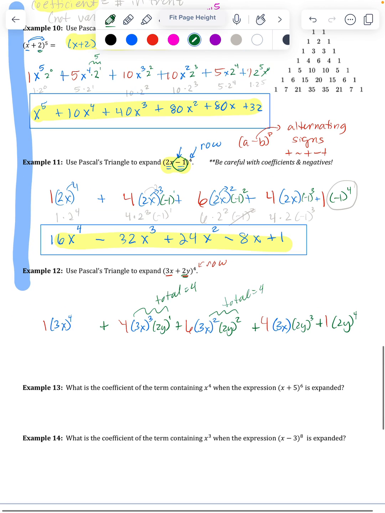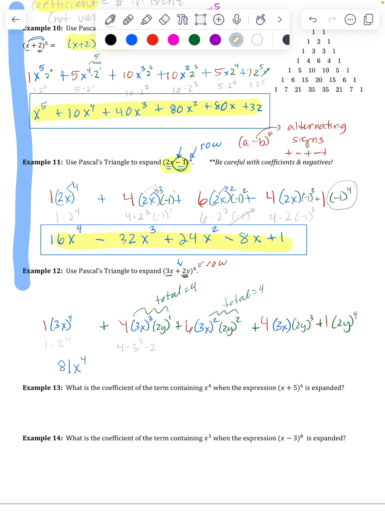Okay, so here's where it's important to pay attention to the coefficients, because this is going to be 1 times 3 to the 4th. And so when you do that out, it's going to be 81x to the 4. I am not going to have alternating signs because I had a plus in between them, not a minus. So here you have to be careful. You got the 4 from the triangle, then you have a 3 to the third, and then you have a 2.